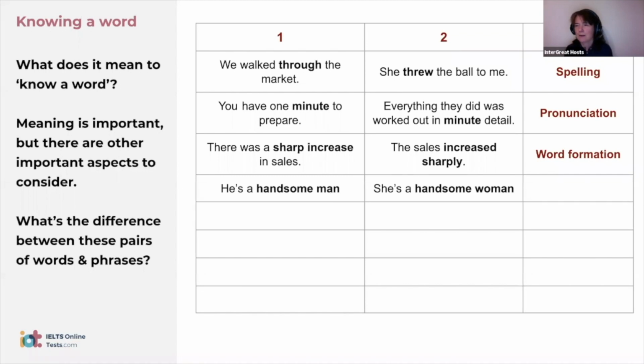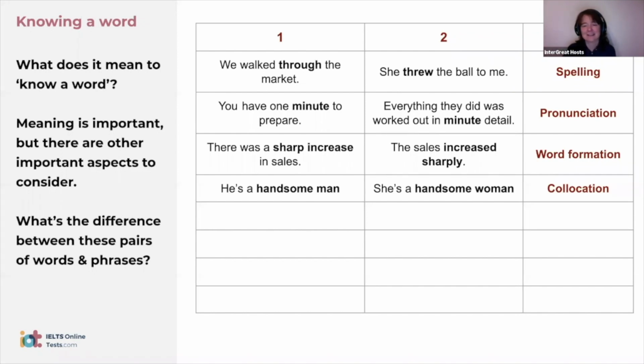What are we looking at here? What's wrong here? Okay, yes, so it's the context. Exactly, we use handsome with a man, we don't use handsome with a woman.